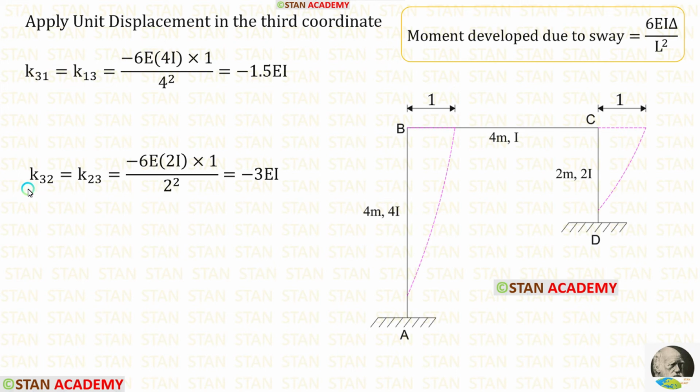Now let us find K32. For that, we have to find the moment at the point C. In the formula, let us apply the values. Length of the column CD is 2 meter. Let us apply that. The moment of inertia for CD is 2I. So instead of I, we have to apply 2I. The value of delta is 1. After the calculation, we are getting K32. The values of K32 and K23 will be the same.